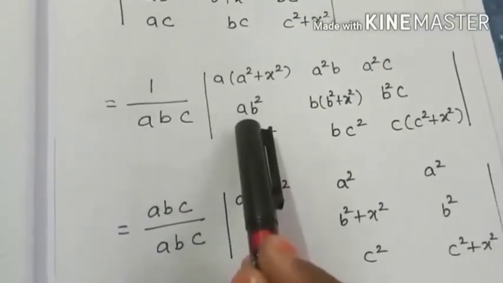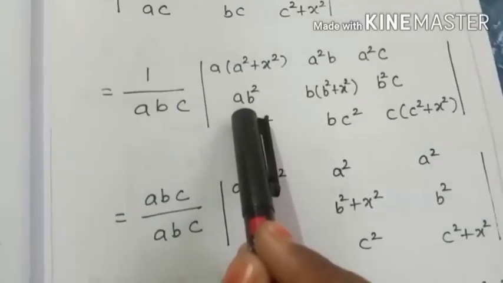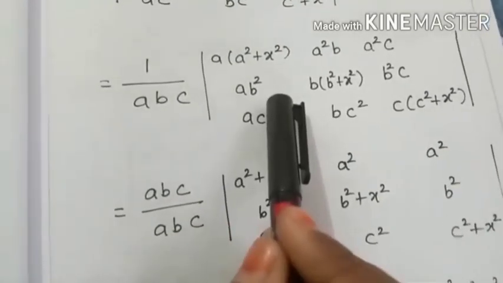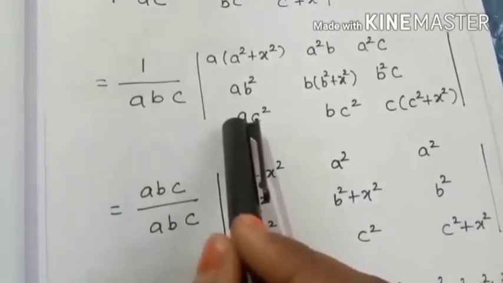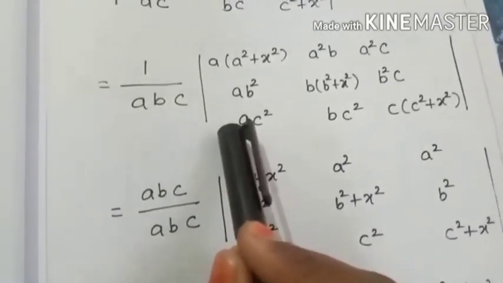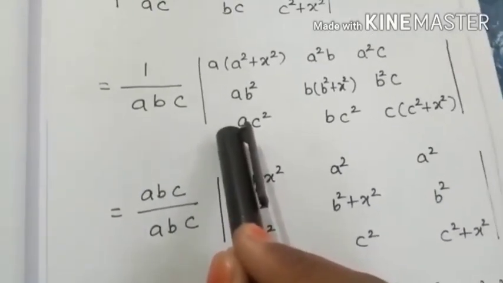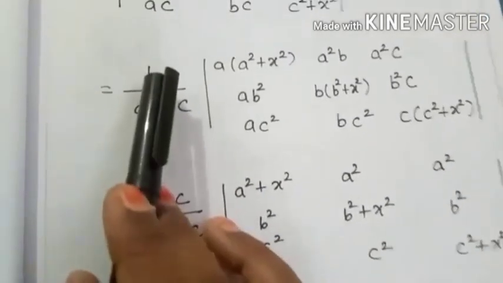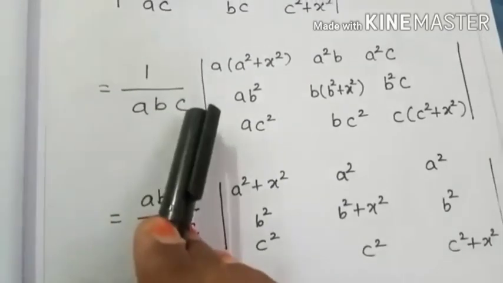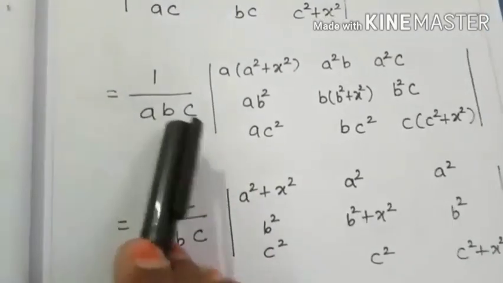R2 is multiplied and divided by B, so the multiplied term is taken inside of the determinant, and the divided term is taken outside, 1 by B. Next, R3 is multiplied by C and divided by C, so the multiplied term is taken inside, the divided term is taken outside. So 1 by A into 1 by B into 1 by C is 1 by ABC.